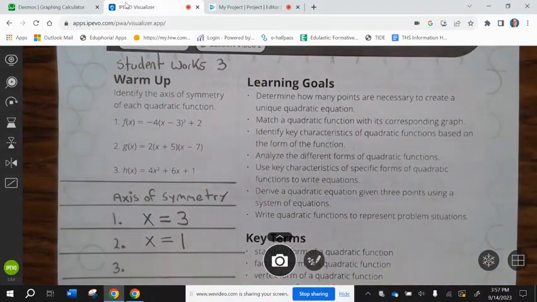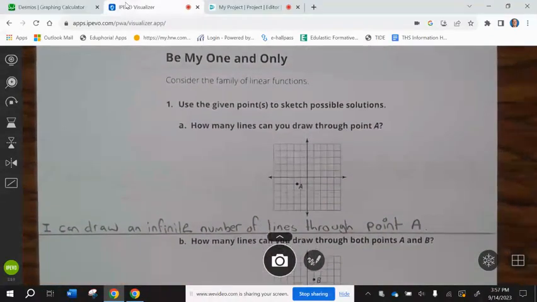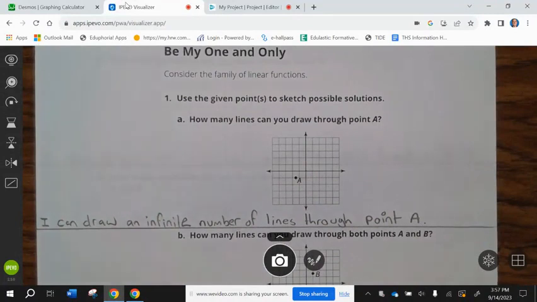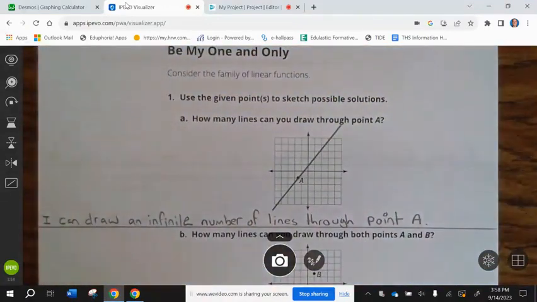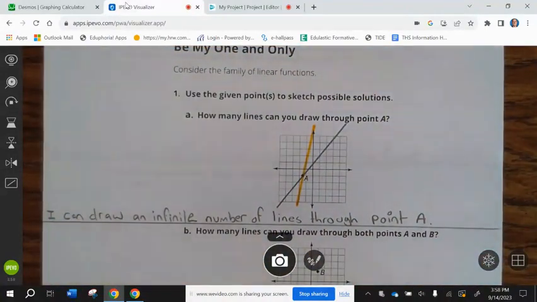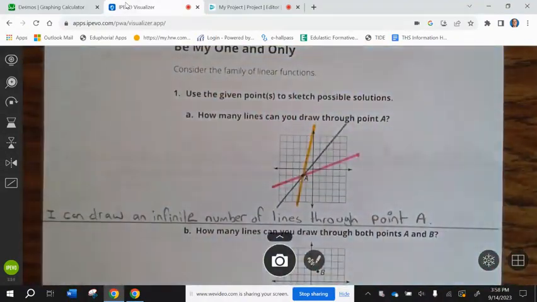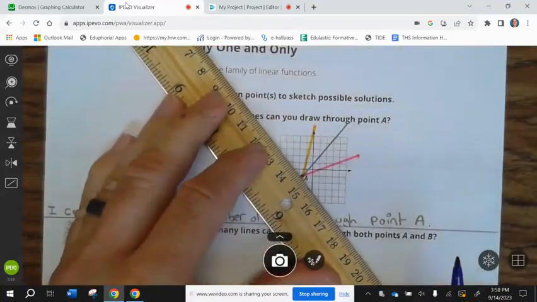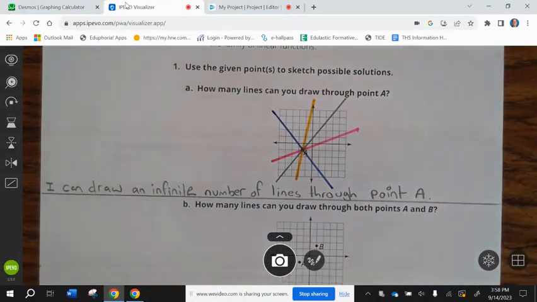All right, let's take a look at the next page. Be my one and only. Consider the family of linear functions. Use given points to sketch possible solutions. How many lines can you draw through point A? I can draw an infinite number of lines through point A.